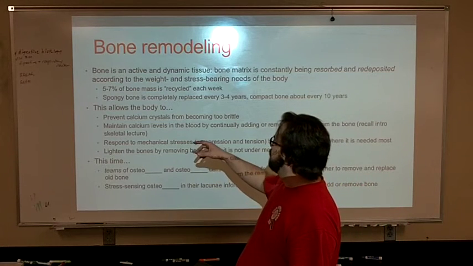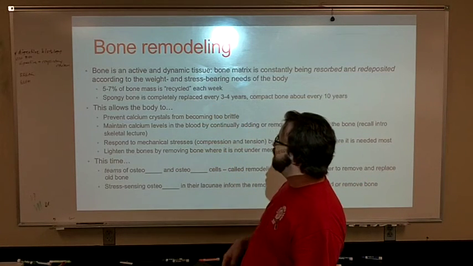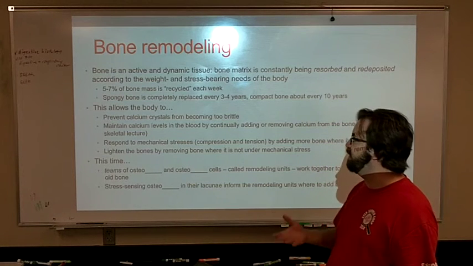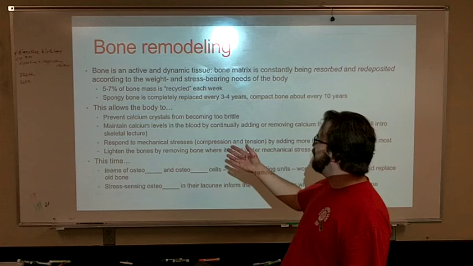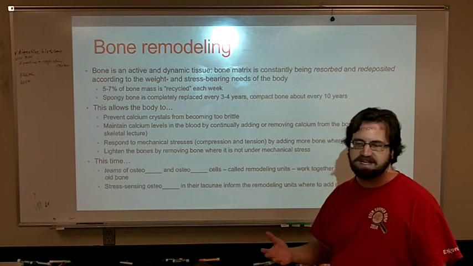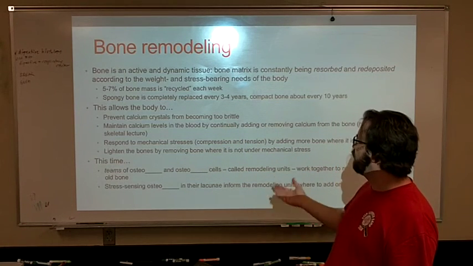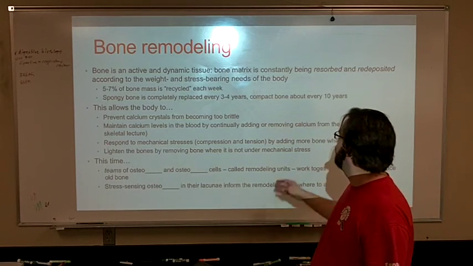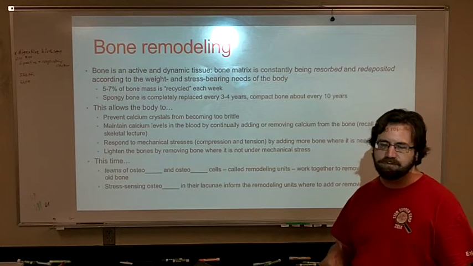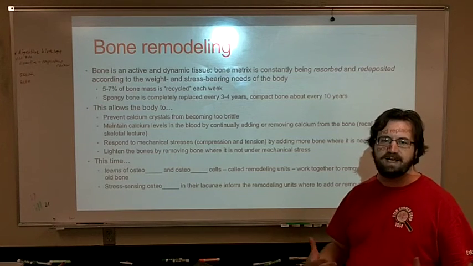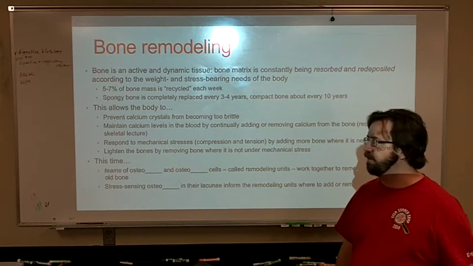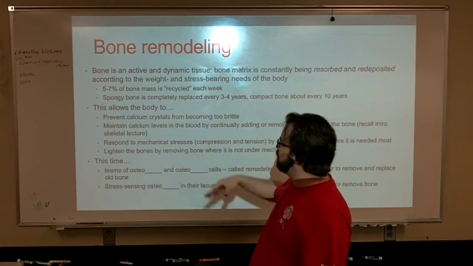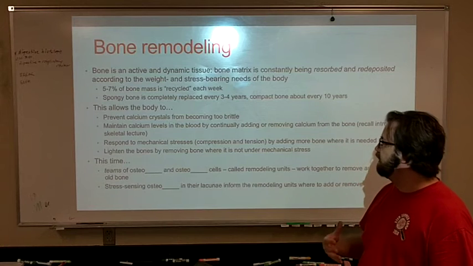Some little facts here: 5 to 7% of your bone mass is recycled every single week. Spongy bone gets completely replaced, taken apart and put back together every 3 to 4 years. The compact bone on the outside of your bones is replaced about every 10 years. So very literally, the bone you have in your body now is not the same bone you had 10 years ago. This allows the body to prevent the calcium from getting too brittle.